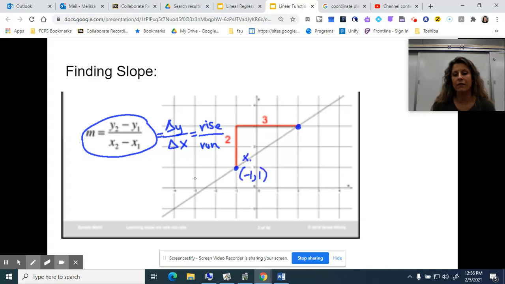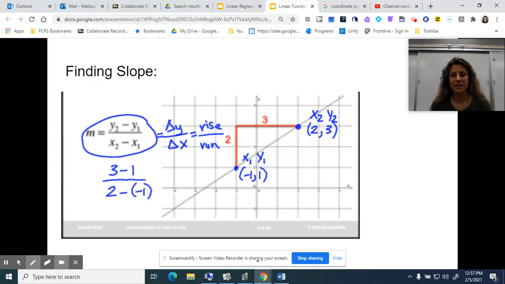I'm going to call that my first x value and my first y value. This point here is located at 2, 3. I'm going to call that my second x value and my second y value. Okay, so the formula says I take the second y value, which is 3, and subtract the first y value, which is 1. I divide that by the second x value, which we said was 2, minus the first x value, which we said was -1. Watch those signs, guys, minus a negative.